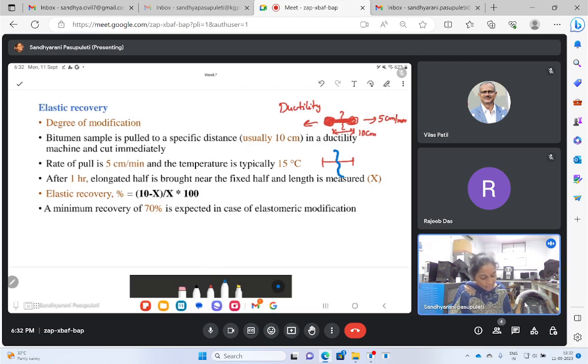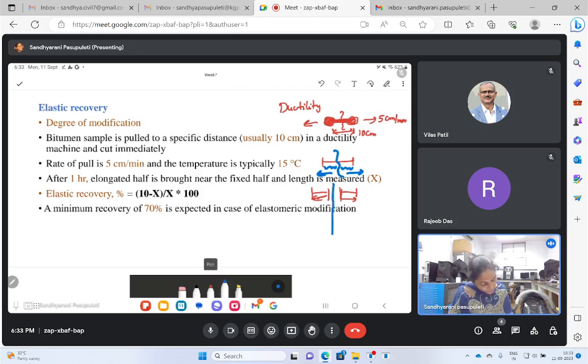After stretching to 10 centimeters, I will cut it in the middle. So after cutting in the middle, what happens? This part will move this side. This part will move this side. So if I wait for some time and see, there will be a gap formed. It will be like this, because now I have cut. If we wait for further time, what happens again? This will again come back, this will again move back. So this gap, if you see, it will keep on increasing.